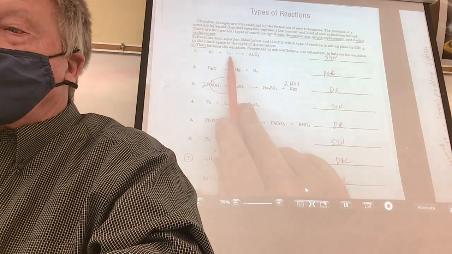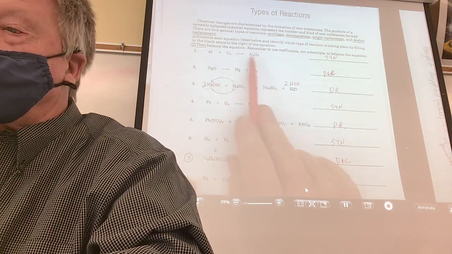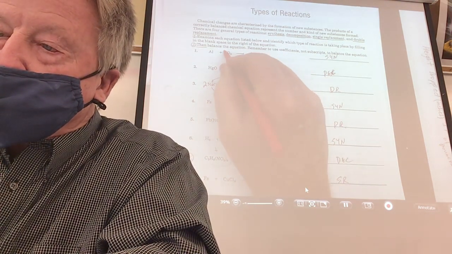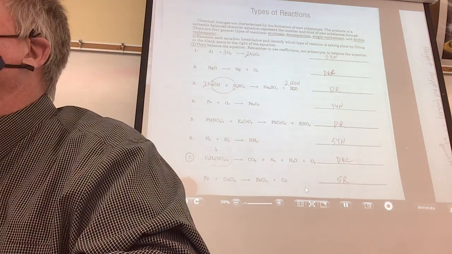Well, how can you get an odd and an even number to equal each other? You can't, except what's the smallest number they both go into evenly? 6. What times 2 is 6? 3. And what times 3 is 6? See, see the coefficient, Libby?